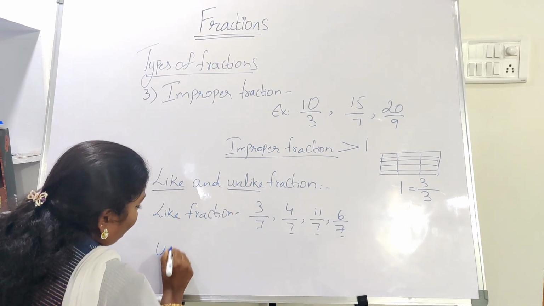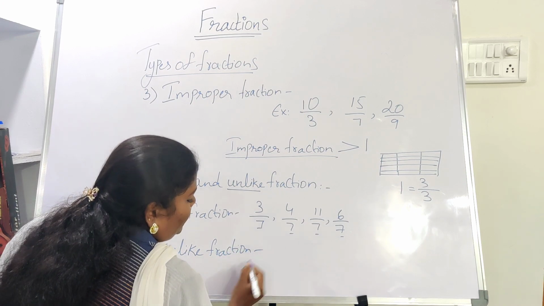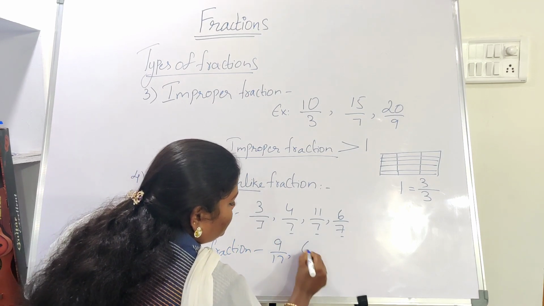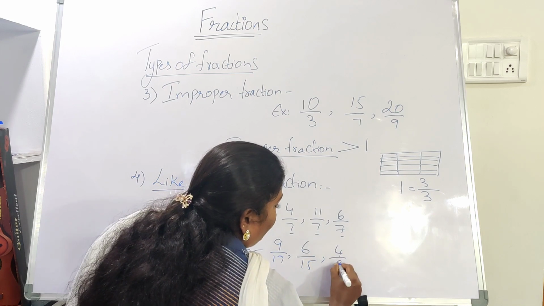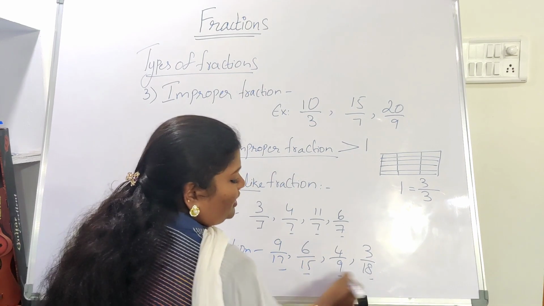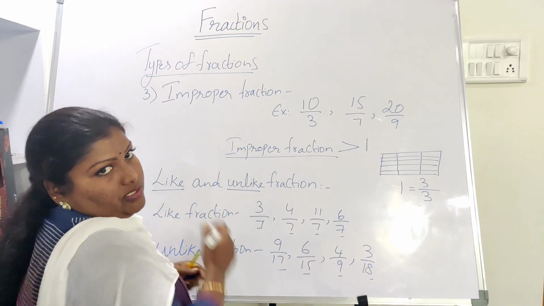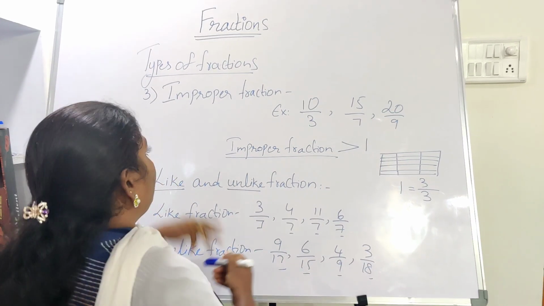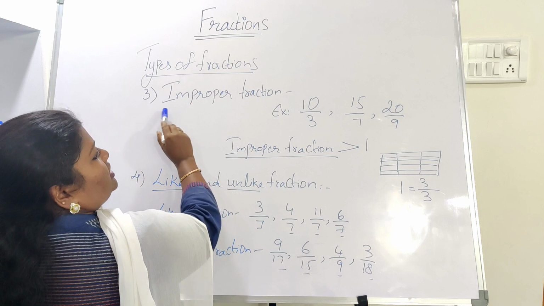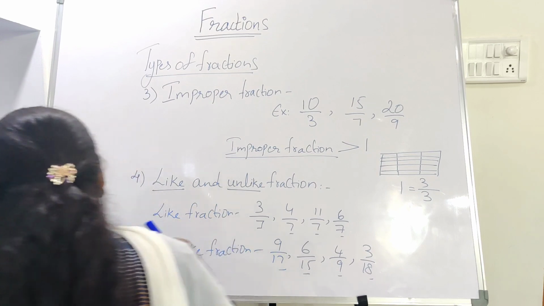And what about unlike fraction? Unlike is just opposite to like fraction. Here the denominators will be different. For example, 9 by 17, 6 by 15, 4 by 9, 3 by 18. Now you can observe that all the denominators are not similar. Such fractions are called unlike fractions. So as of now I have explained unit fraction, proper fraction, improper fraction, like and unlike. So let me explain the next one.